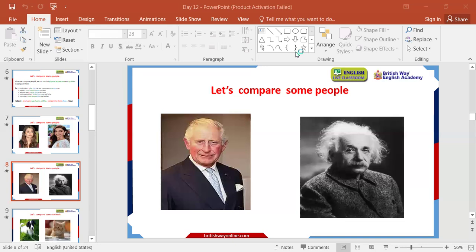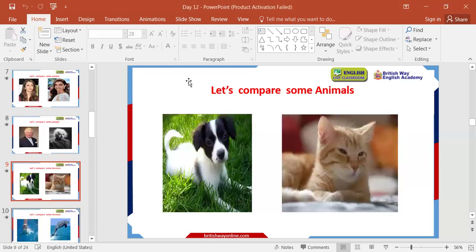Okay, right. So we'll move to comparing animals. How do you compare dogs and cats? Cat is smaller than. Dogs are usually bigger than cats. Cats are cuter than dogs. Dogs are more loyal.